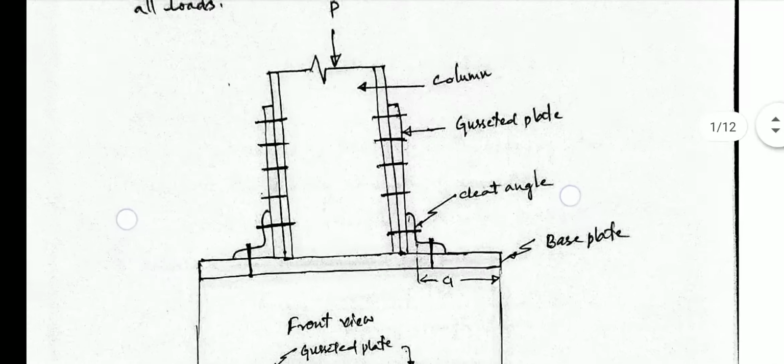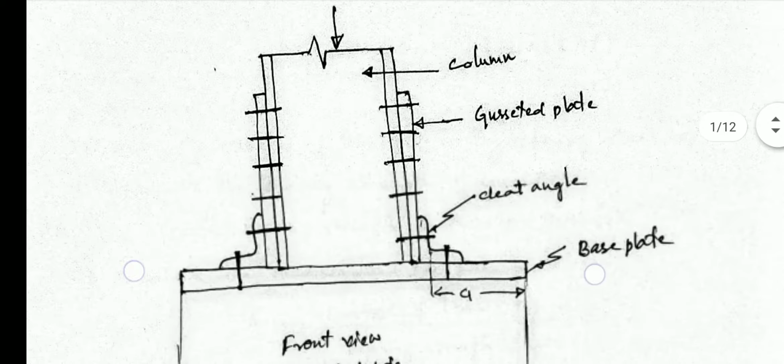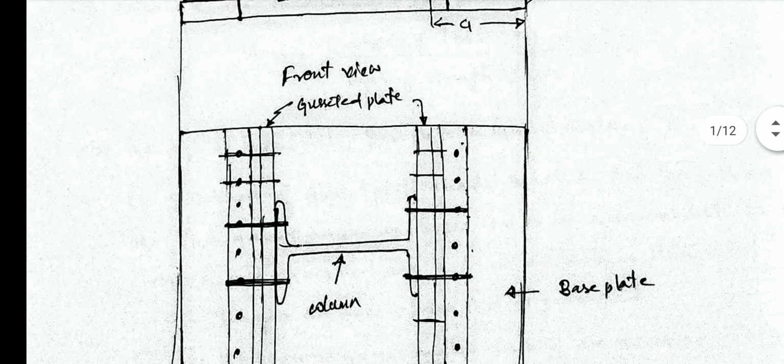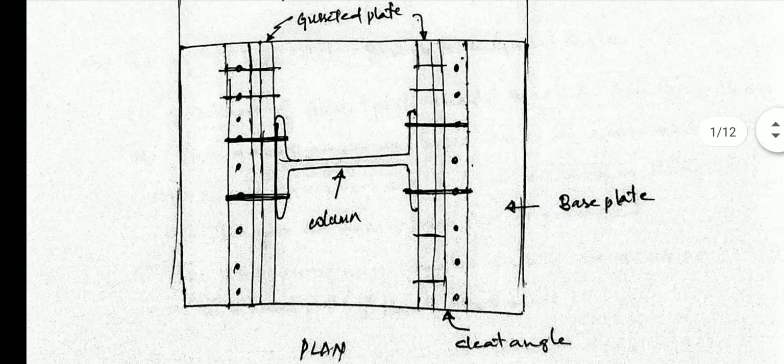The front elevation looks the same as for column bases, but the difference is that here we always provide the gusset plate, whereas in the slab base we do not. This is the front view and this is the plan. We can see the I section with the gusset plate, then the angle section meaning the gusset angle, and the last one is the base plate.